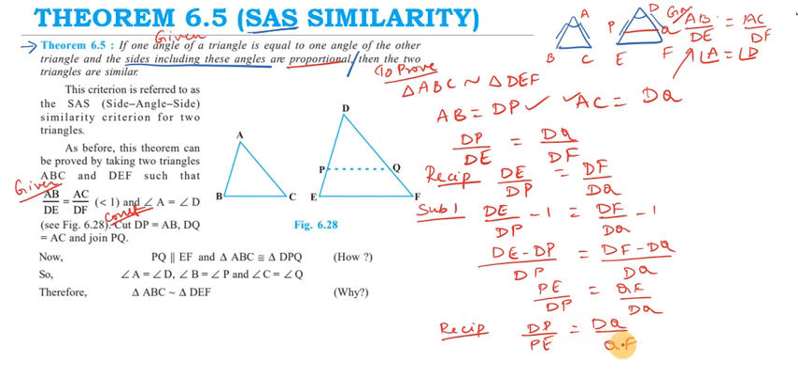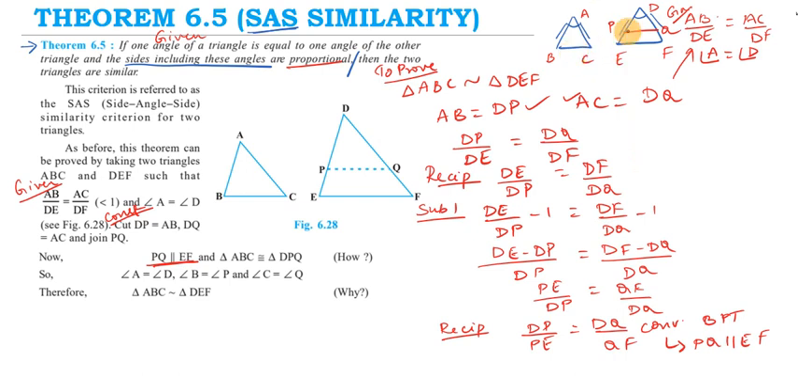By considering this to be the converse of BPT, we can say that PQ is parallel to EF. Okay, that is what we have here. PQ is parallel to EF. Why? Because of the converse of BPT through all these steps.